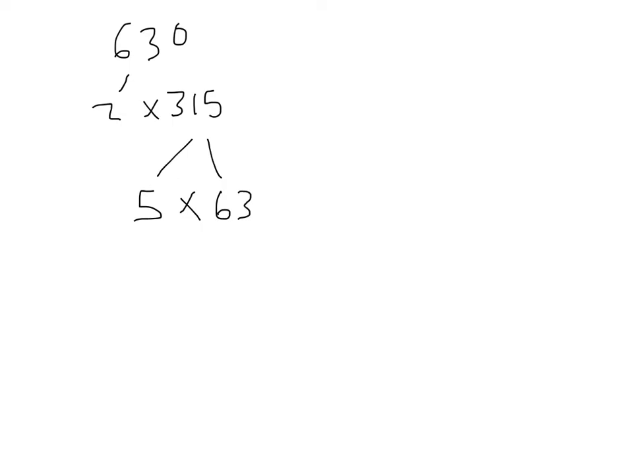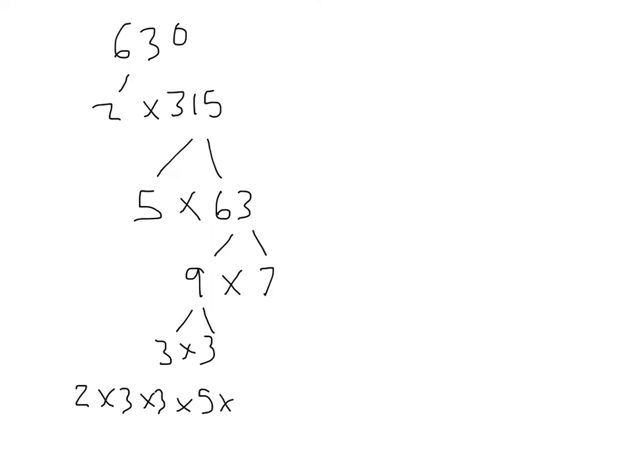Now just using my multiplication grid, I know that 9 times 7 is 63. So I'm going to try that one. Maybe you're going to do 3 times 21. But either way, you can pull several prime numbers out of there. 7 is prime, so now I just have to work on this 9. It's 3 times 3, and I'm done. I have 2 times 3 times 3 times 5 times 7 as my prime factorization for 630.